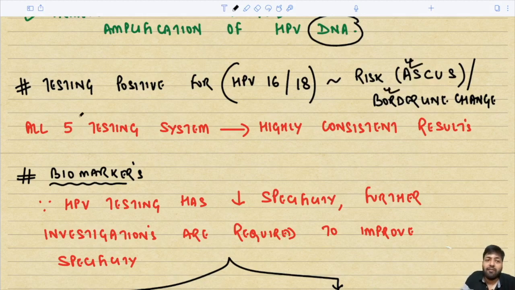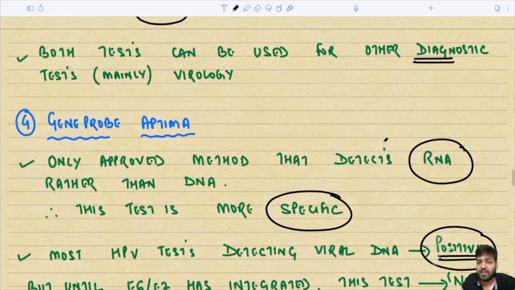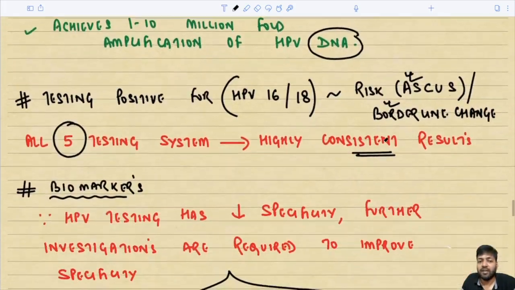Now, all the 5 testing systems that we have seen are highly consistent. They provide highly consistent results, meaning all of them give the same results. So all of them are very good, just that the GenProbe Aptima test is a little bit more specific as compared to the other tests.